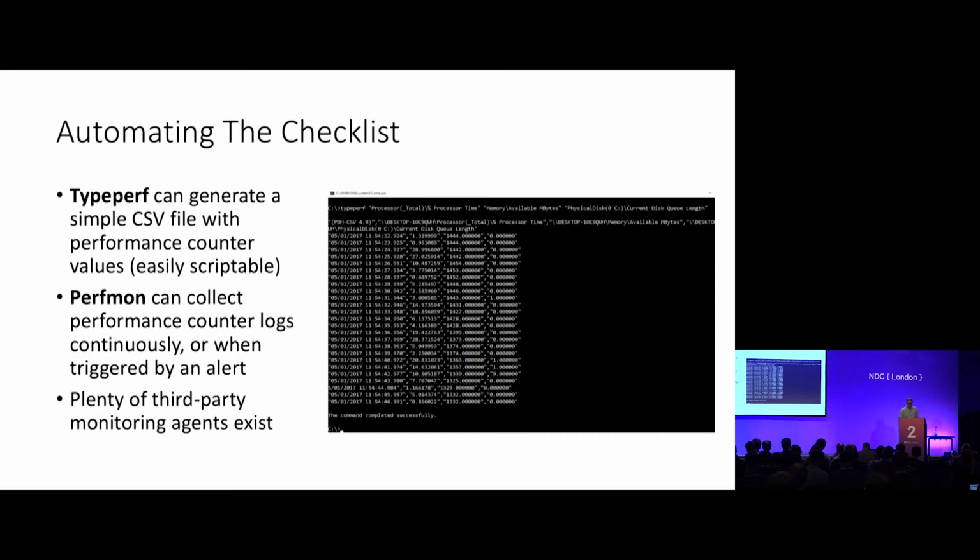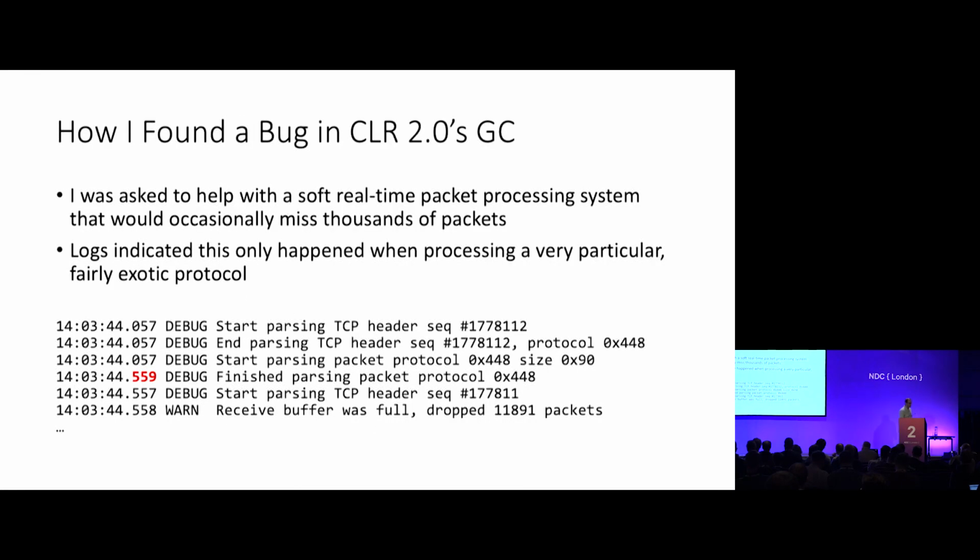So once we have that kind of high-level set of things about our system, we can perform a performance investigation more easily. And I want to show you one example where we really didn't need a lot of information to diagnose the problem, but we did have access to metrics, we did have access to the system, and that helped solve the problem in the end. So this is a story of how I found a bug in the CLR 2.0 garbage collector.